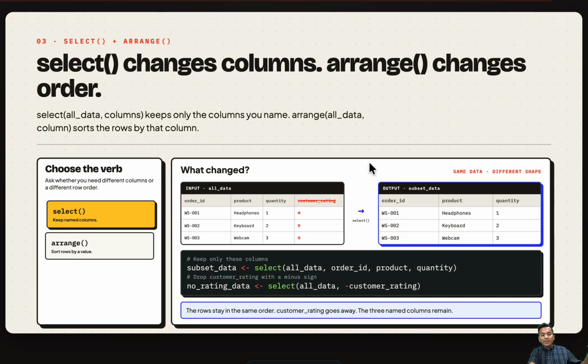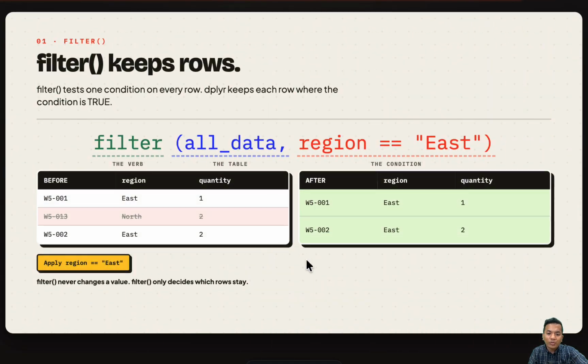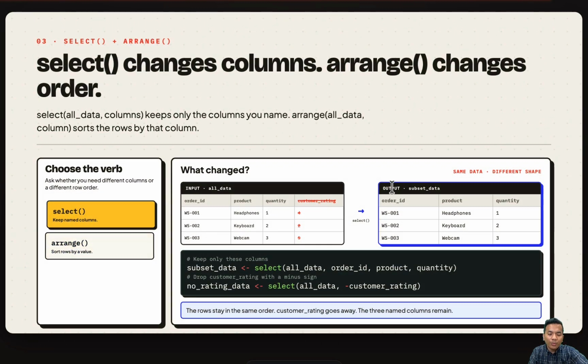Now let's go to the next thing. All right, the next thing is we are going to learn about select. Before this, we learned about filter. Now we are going to learn about select. What select does is basically choose which columns you want to stay. Before this, filter chose which rows you wanted to keep, which is rows with the region is and so on. This one is which columns you want to display.